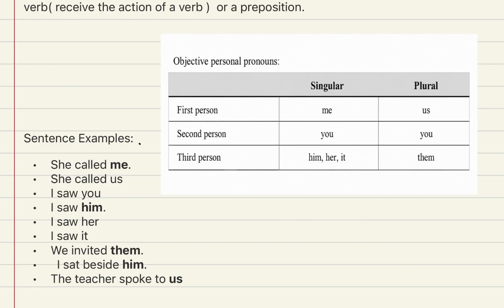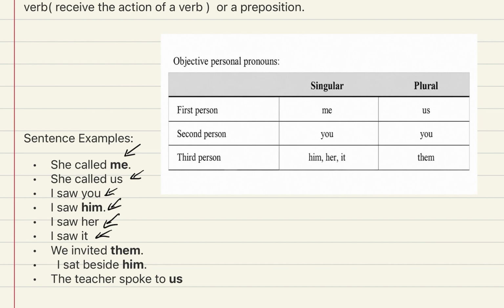So here we have, she called me. So you can see the pronoun me comes after the verb. Or, she called us. So if it's a group of people, if it's plural. I saw you. See the pronoun you here? And then, I saw him. And right there you can see, right? So this is the third person. And then, I saw her. So if you're talking about a female. Again, him is for male. And then, I saw it.